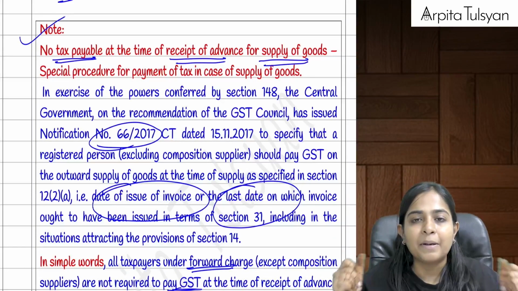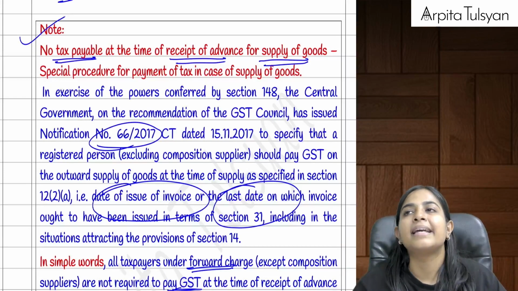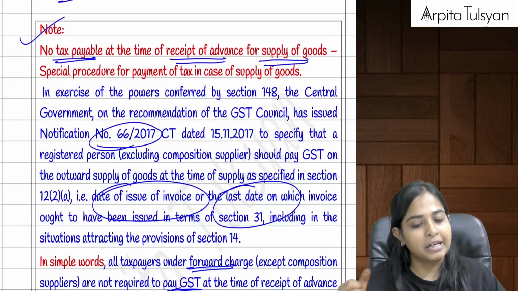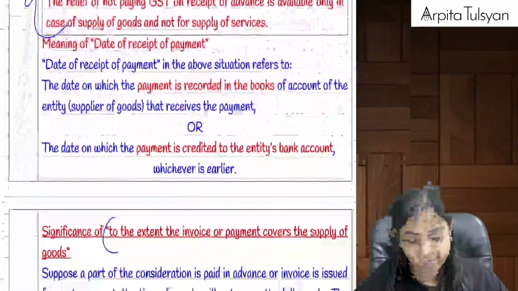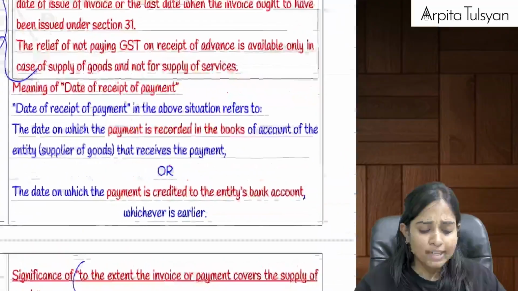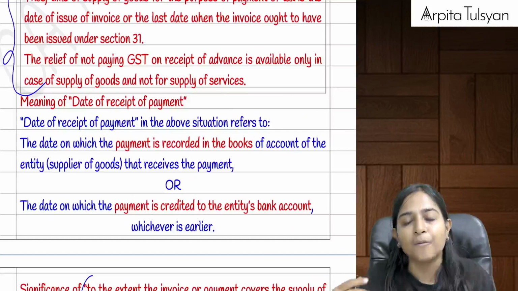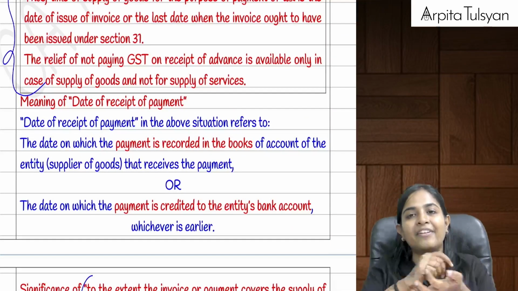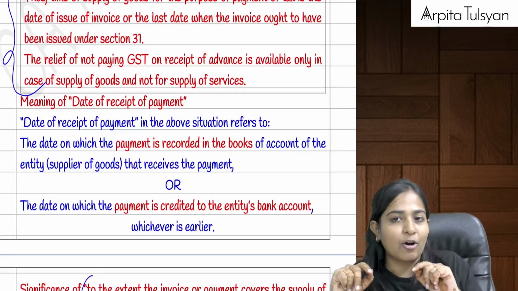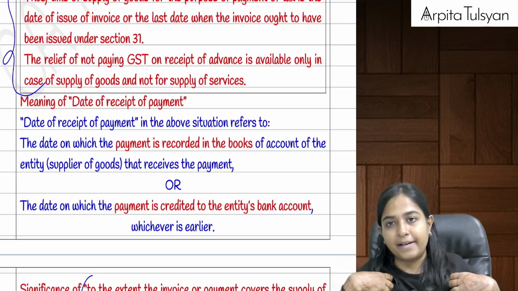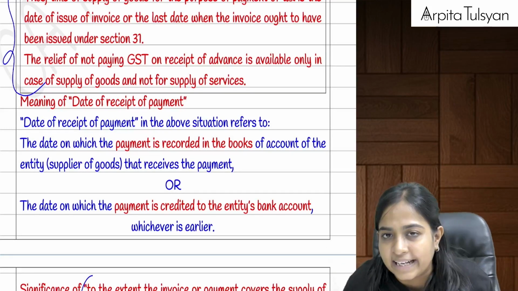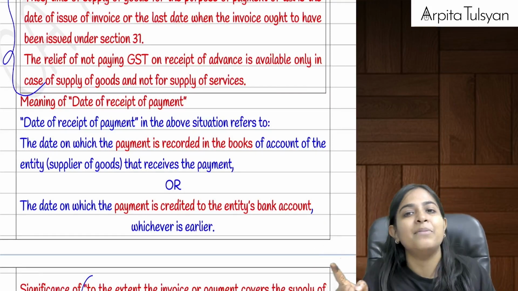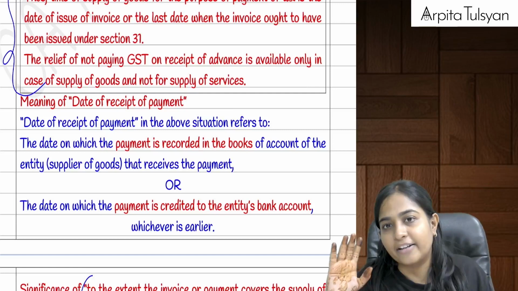So again I'm repeating, time of supply in this case is equal to the date of invoice or receipt of payment, whichever is earlier. Ma'am, what do you mean by receipt of payment? Receipt of payment, think from the point of view of supplier. Receipt of payment will be the date when the receipt is recorded in the books of accounts of the supplier. When I am passing that entry in my books of accounts, or the date when the amount gets credited in my bank account, whichever is earlier.